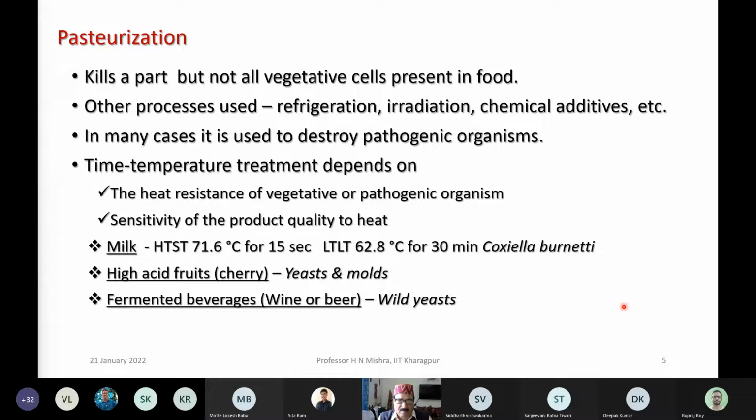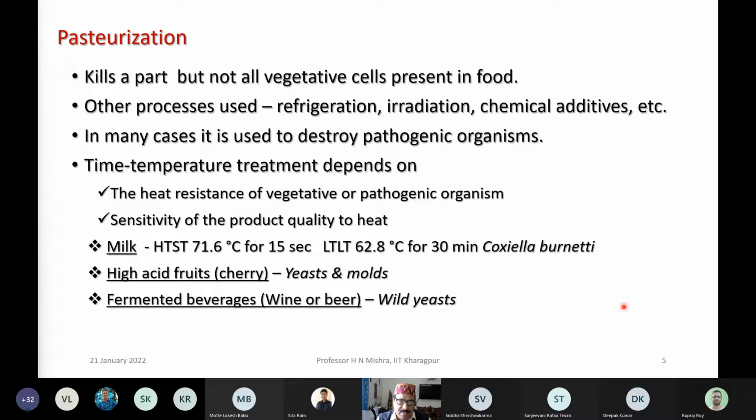The pasteurization. All right, then these are the two important methods now we are coming to, from the preservation point of view of the food, processing point of view, which are again commercially used thermal processes in many foods by the industry. One is the pasteurization, and another is the sterilization.